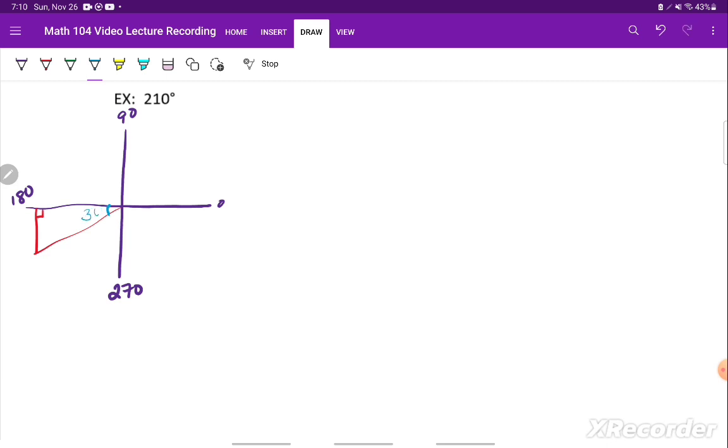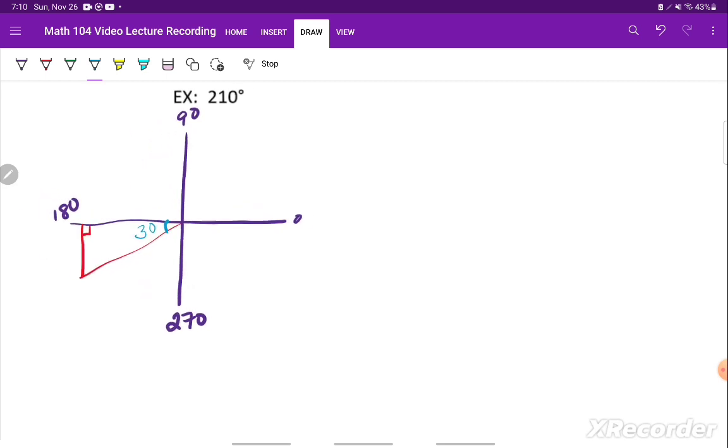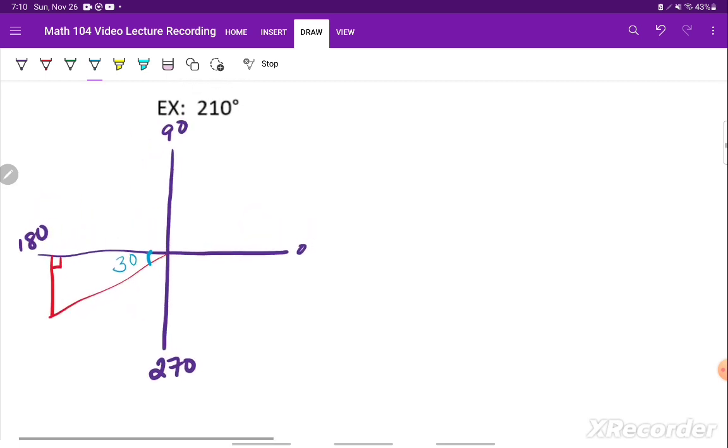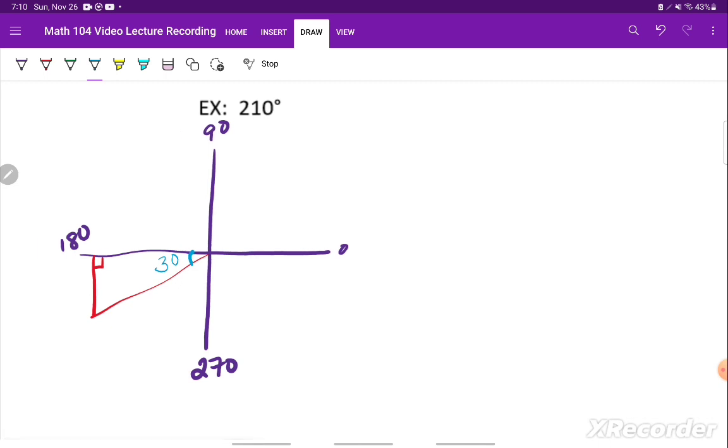So that tells us we're going to use our special right triangle, 30, 60, 90, to find these trigonometric values. Now remember that the short side is across from the 30-degree angle, and we always label the short side x. The hypotenuse is 2x, and the long side is x times the square root of 3.